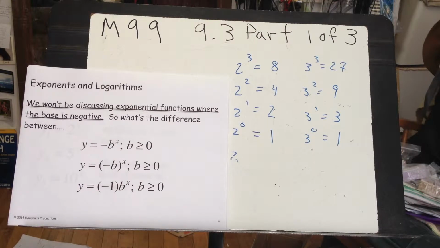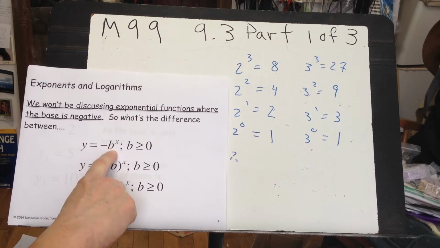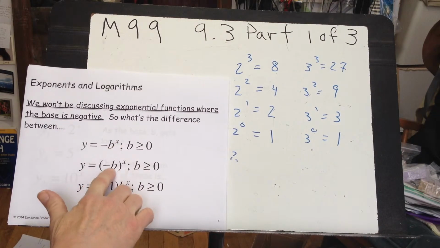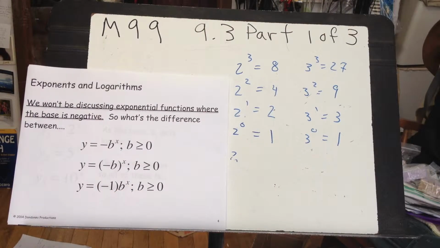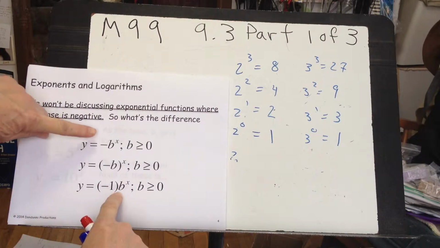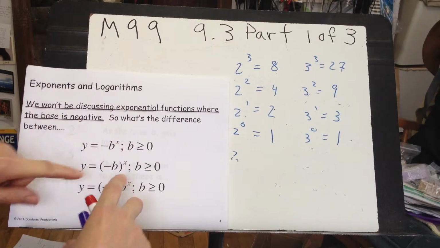One more caveat, we will not be discussing exponential functions where the base is negative, because we get wild and crazy results and it might be a study of mathematics unto itself. So let's be careful we understand what the notation is. What's the difference between negative b raised to the x power, negative b raised to the x power, and negative 1 times b raised to the x power? Well, these two are the same because this is negative 1 times the rest of that piece.